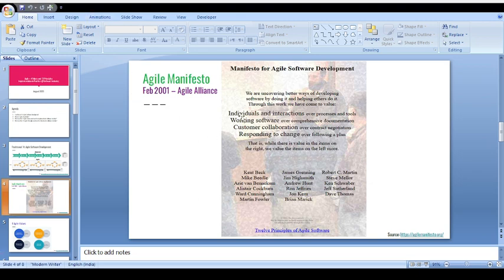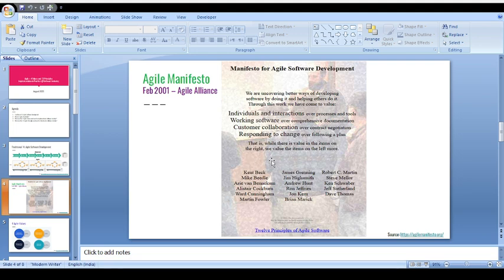So we can see that these four values on the left side are given more value than the items on the right side. The right side actually refers to the waterfall model, and the left side refers to the agile software development model. So they are saying that there is value in the items on the right side, but the values on the left side are given more value. We will get into each of these values in the next slide.